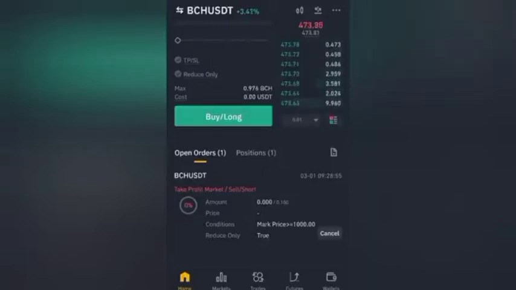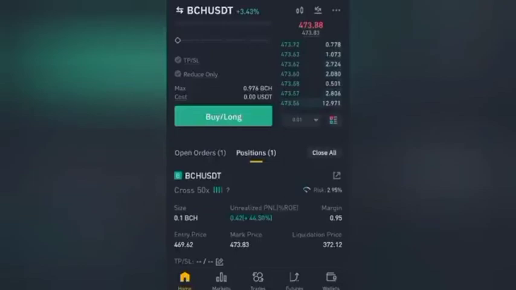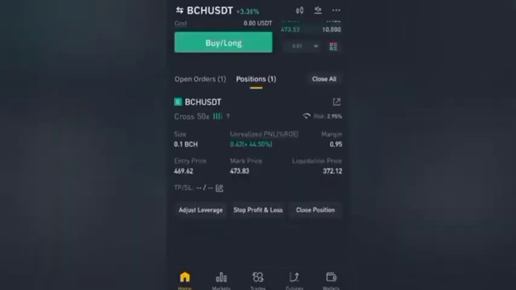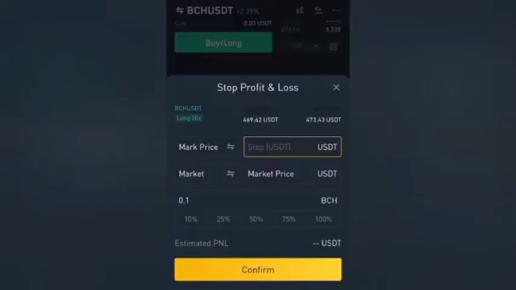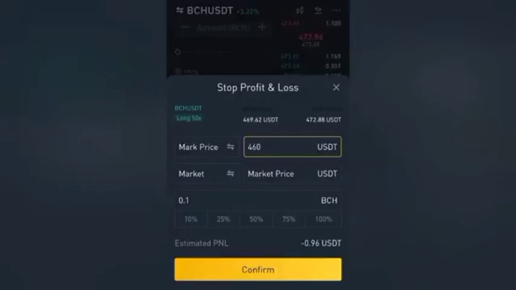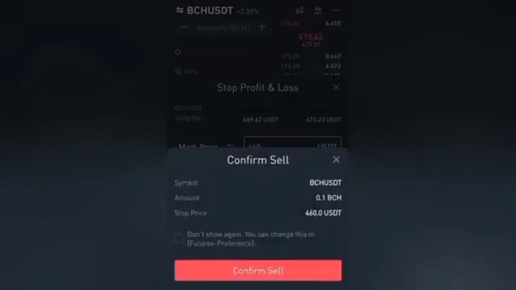And for your stop loss, you would have to go back to the same place, click on stop profit and loss. I want to put my stop loss at around 460. Now when I put my stop loss at around 460, as you can see, the estimated PNL would be minus 0.96 USDT. Price goes down to 460, I would be losing this amount. Understand? Then I will click on confirm sell.